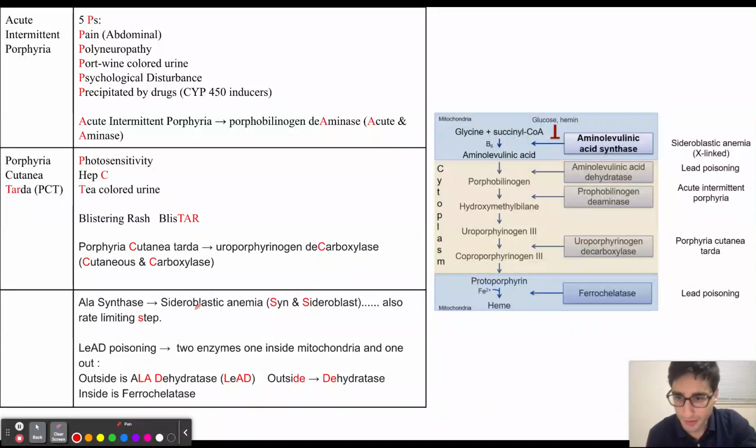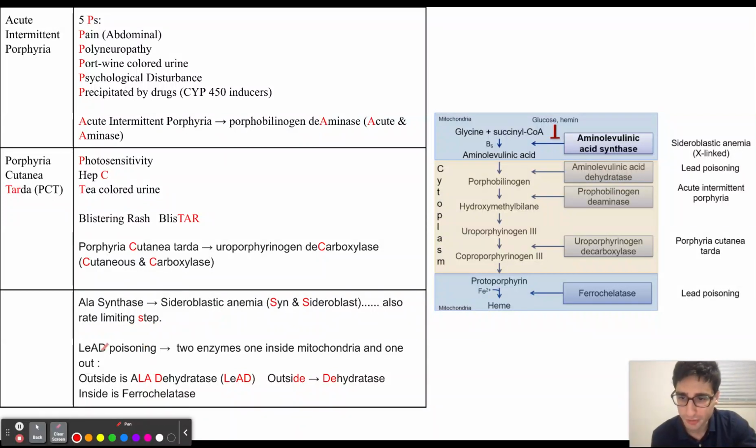Now let's move on to sideroblastic anemia. Sideroblastic anemia is going to be caused by a synthase deficiency. How can we remember this? Well, the S in synthase can be used to remember that this enzyme deficiency is going to be associated with sideroblastic anemia. So there's going to be two S's. And this is also going to be the rate limiting step in the heme synthesis pathway.